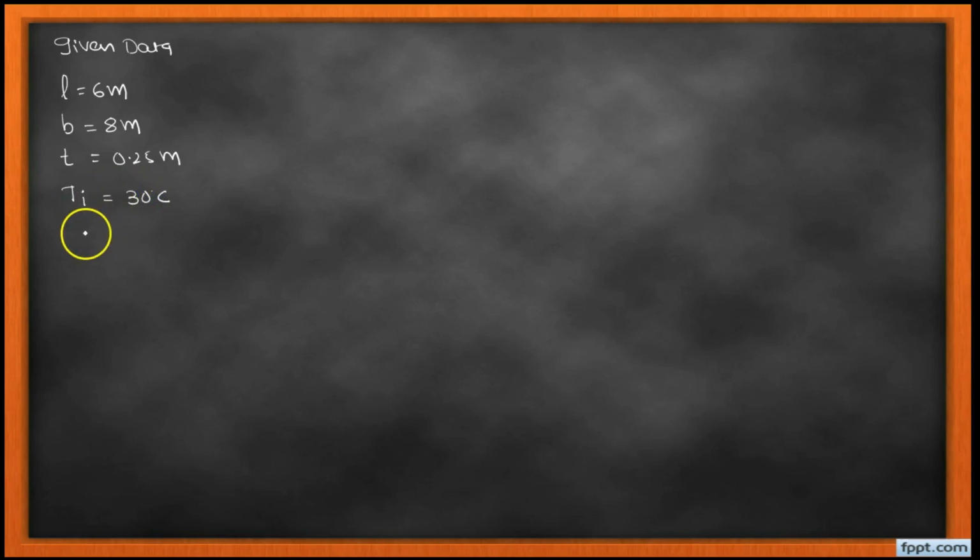Students, let's write the given data and we prepare the schematics and then we solve the numerical. So given data, the length of roof is given, that is 6 meter. The width of roof is given, that is 8 meter. The thickness of roof is given, that is 0.25 meter. The inner temperature and the outer temperature is given. The inside temperature is 30 degrees centigrade and the outside temperature is 15 degrees centigrade.